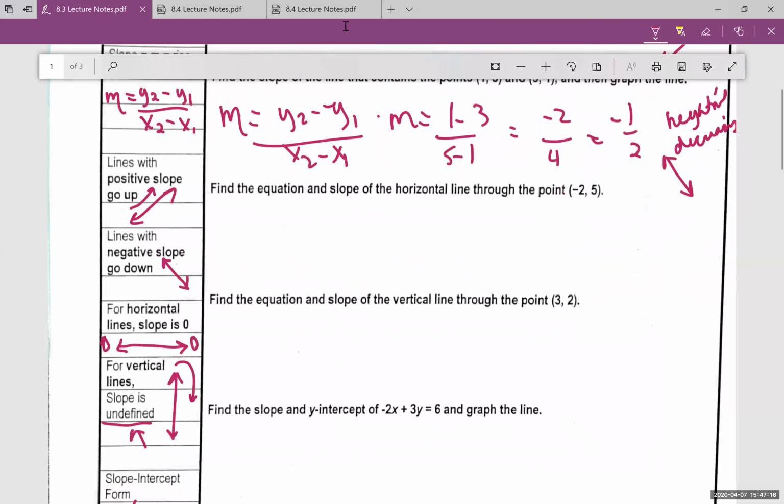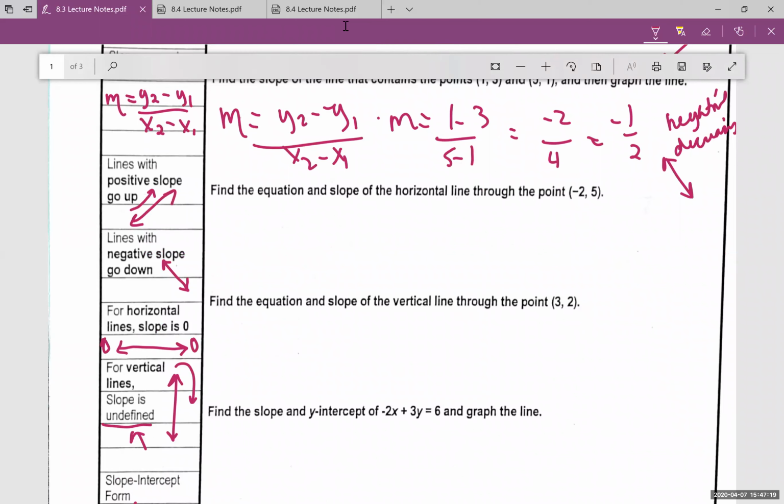The next kind of problem you might come across is find the equation and slope of the horizontal line through this point. Okay, horizontal lines. Are they y equals or x equals lines? They are y equals lines. And we already know that the slope of a horizontal line is 0. But let me just prove this to you. Okay, so the point is (negative 2, 5). What is the y value here? It is 5. So the equation of this line is y equals 5.